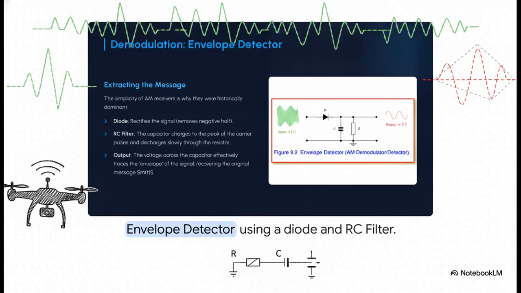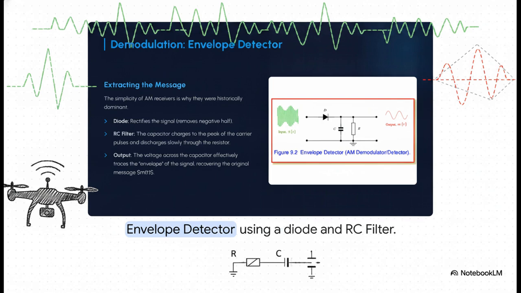Okay, so we've beamed our math-heavy signal out into the ether. But here's the million-dollar question. How do we actually extract that data on the receiving end? The answer is beautifully simple, the envelope detector. This is a totally passive circuit. First, a diode steps in to rectify the incoming signal, which basically just chops off the entire negative half of the waveform.